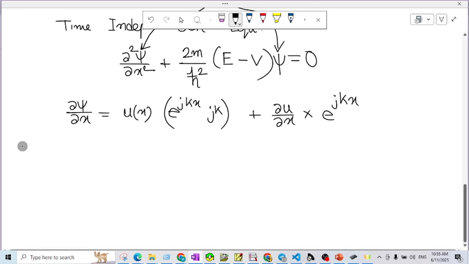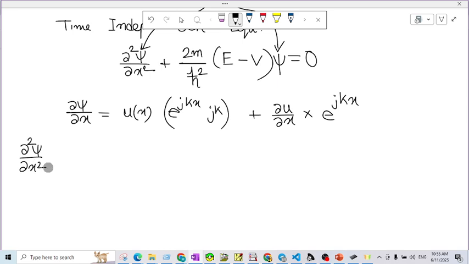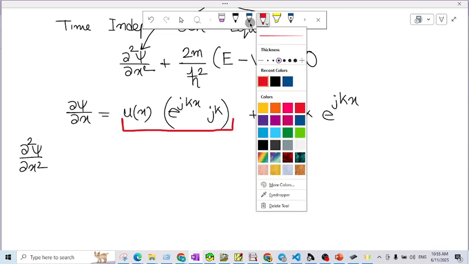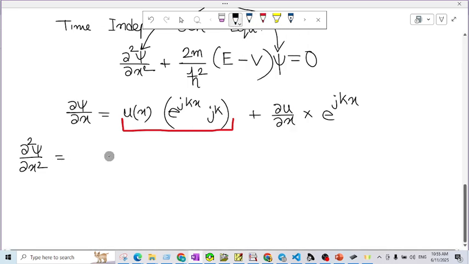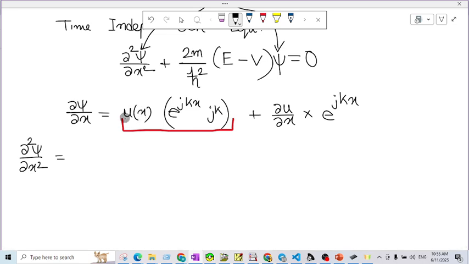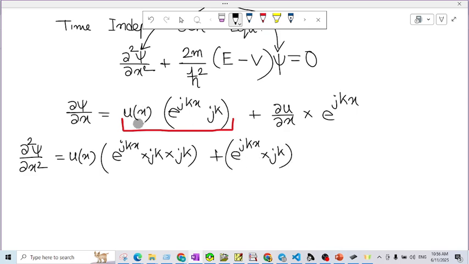Now I will again differentiate this term. I have two terms here. Let's first differentiate the first term. Again, let's not differentiate u(x), just differentiate the second term. Then we will get e to the power jkx into jk, and we have another jk here. Then again we write the second term, e to the power jkx into jk, and we differentiate the first term here, that means du divided by dx. Now let's differentiate the second term.